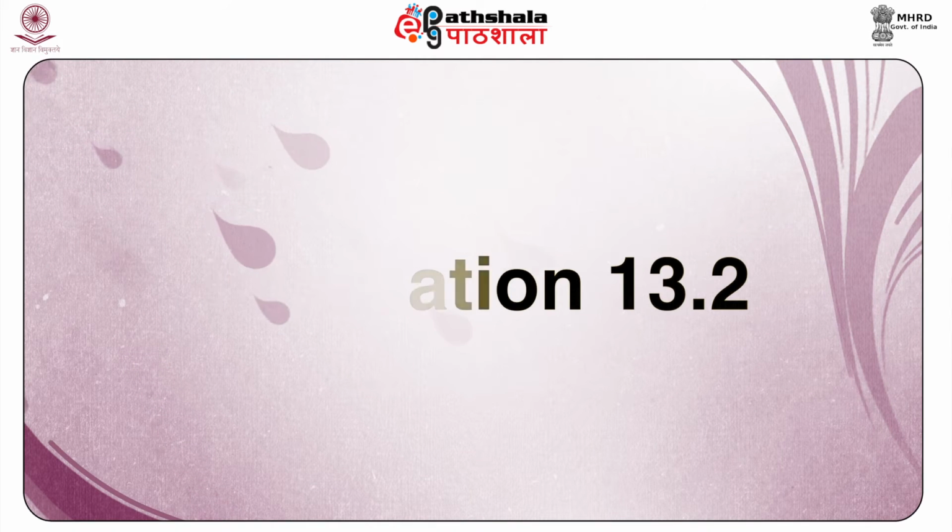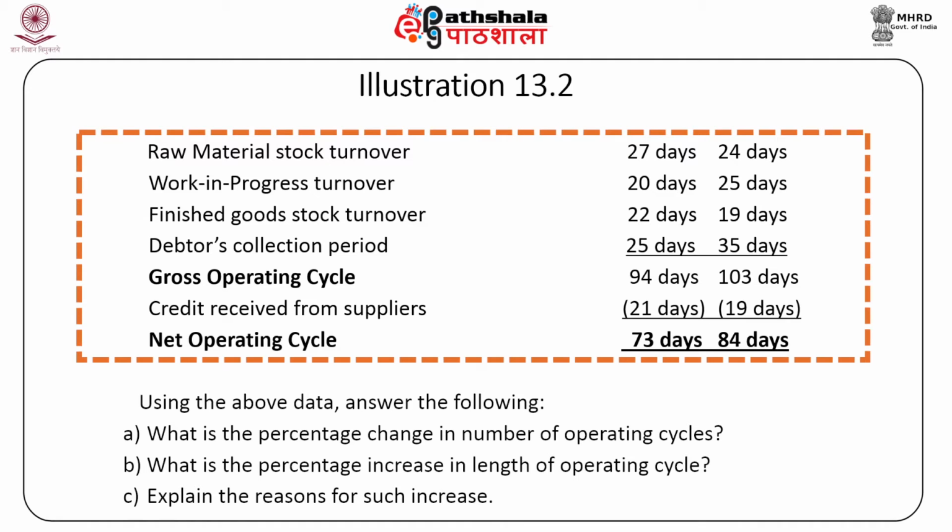Illustration number 13.2. The following information is available regarding the operating cycle for each of the 2 years in respect of Vishnu Limited. Raw material stock turnover for year 1 is 27 days, for year 2 it is 24 days. Work in progress turnover, year 1 20 days, year 2 25 days. Finished goods stock turnover, year 1 22 days, year 2 19 days. Debtors collection period for year 1 25 days, for year 2 35 days.